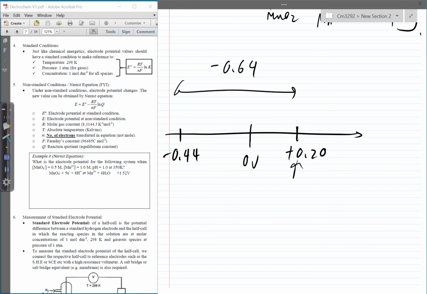If you can recall that equation just now, right? E equals RT over nF log K. Temperature is quite standard, right? Same as for energetics, 298 kelvins. But why do we need concentration to be 1 mole per dm cube for all species?